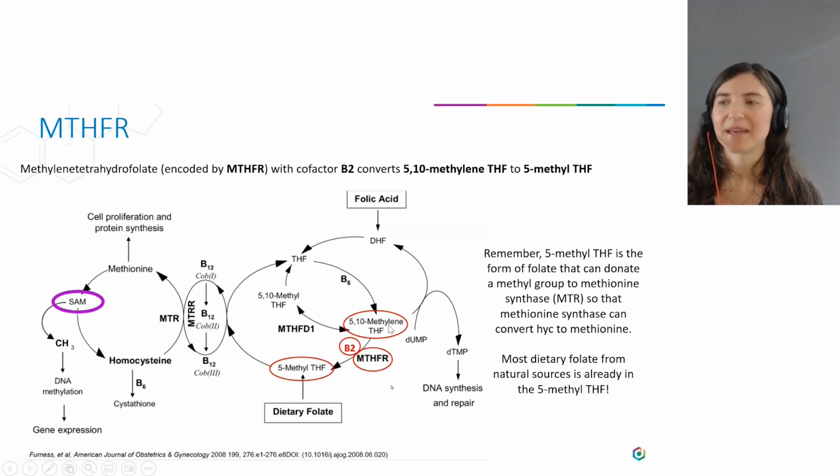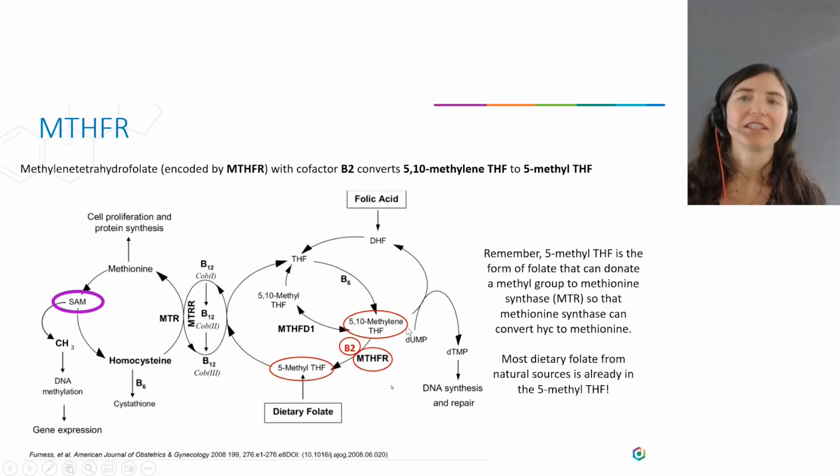And then the 5,10 methylene tetrahydrofolate can go over here and help with DNA synthesis and repair. Basically it can donate a methyl group over here and turn this uracil into thymine. I was blanking on that. But anyway, it can help with DNA synthesis and repair. Or the 5,10 methylene THF can convert over to 5-methyl THF. And remember, 5-methyl THF is the form we need. This is the active folate that we need to make SAM.